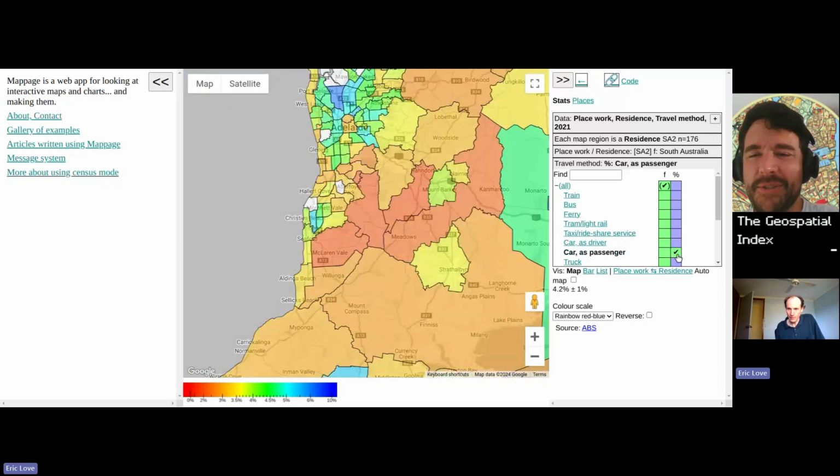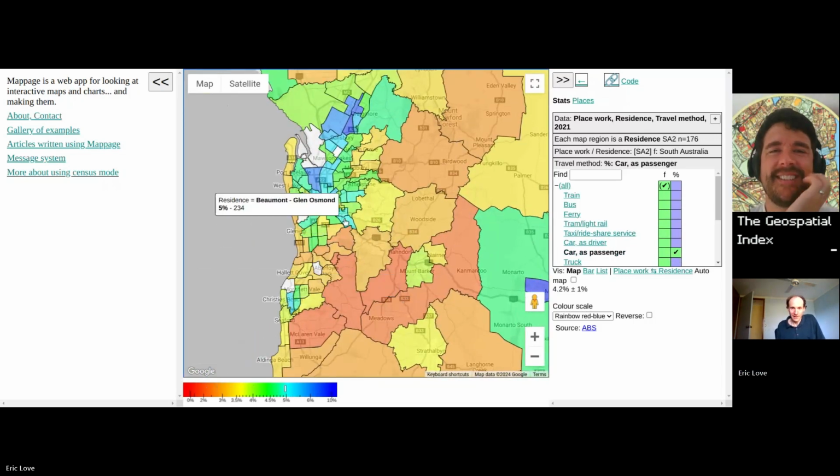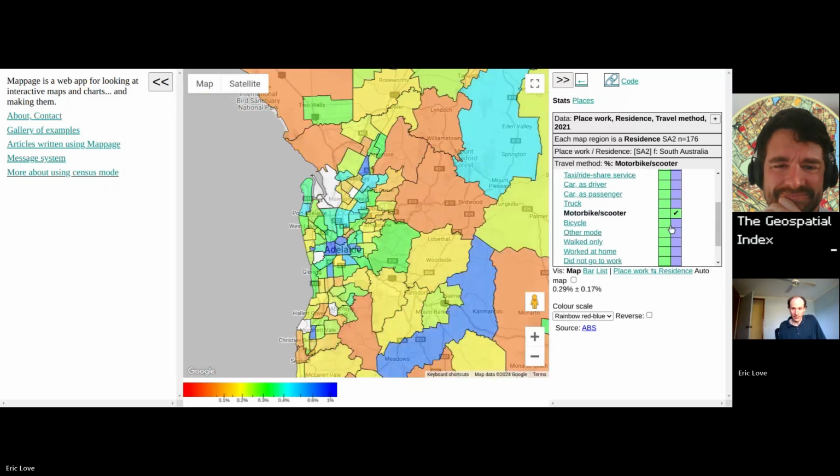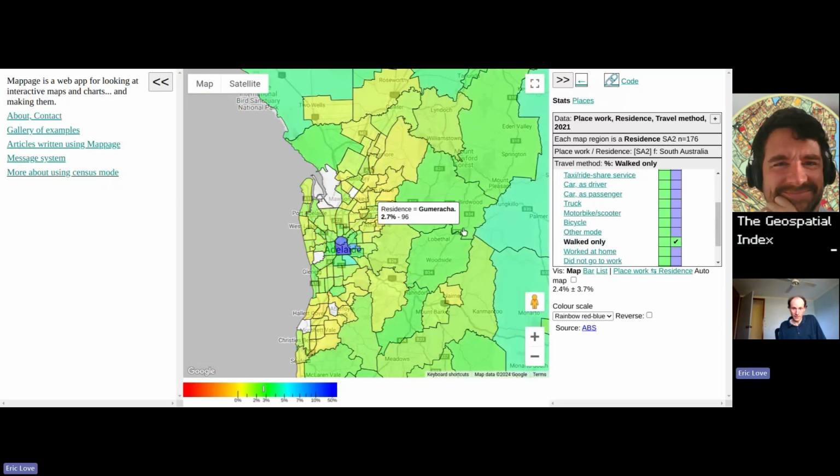Cool. Anyway, I interrupted you before. You were selecting, yeah. So this shows it's sort of the poorer areas, Elizabeth and Parks, where there's the biggest percentage of people who catch a ride with someone else to work. And then you've got other things like motorbike and bicycle, and people who only walked. And there's a few people who walk, but mostly around the city.